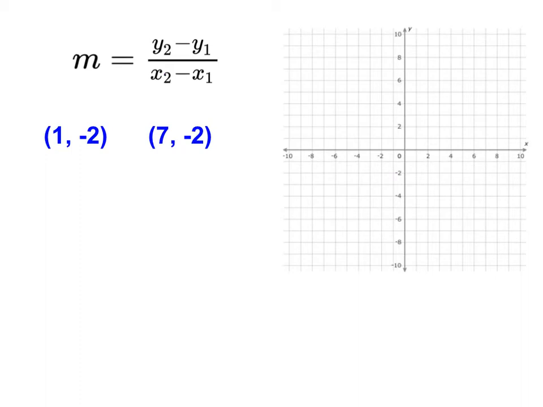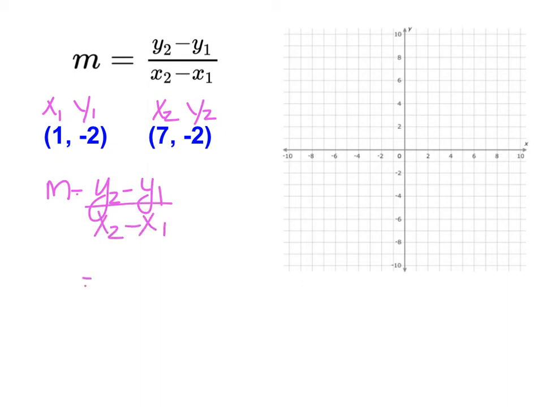All right, let's look at one of two special cases, and I'm going to start right away by calculating my slope. I'm going to label my points x1, y1, x2, y2, and my slope equation is y2 minus y1 over x2 minus x1. And y2 is negative 2, and minus y1 is minus negative 2, over x2 is 7, minus x1 is 1. And I'm going to do change in my numerator, so I have negative 2 plus 2 is 0, and 7 minus 1 is 6.